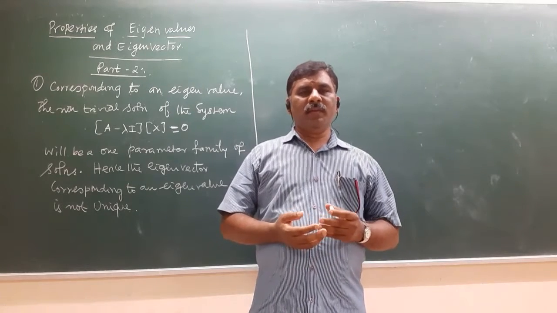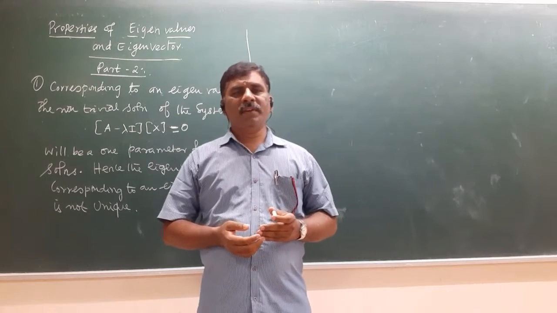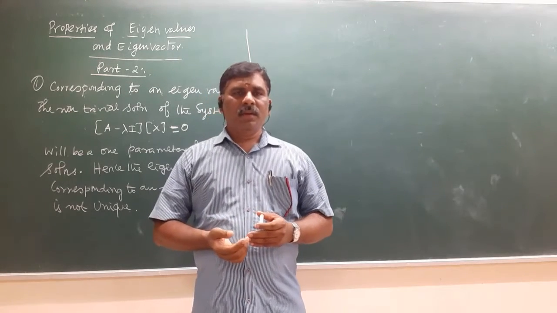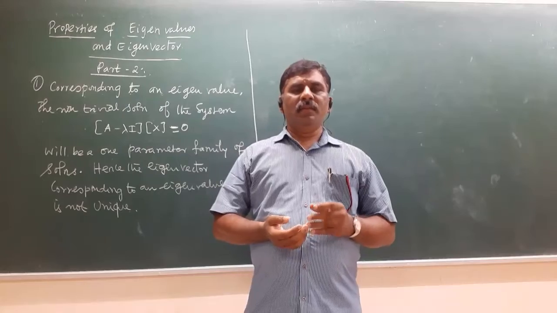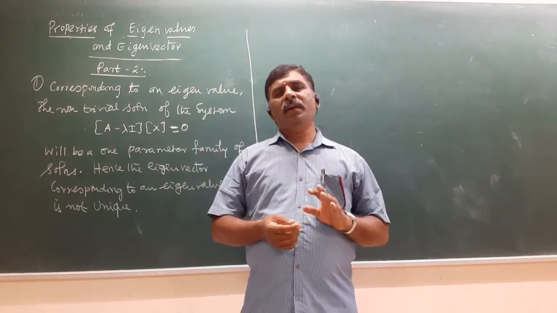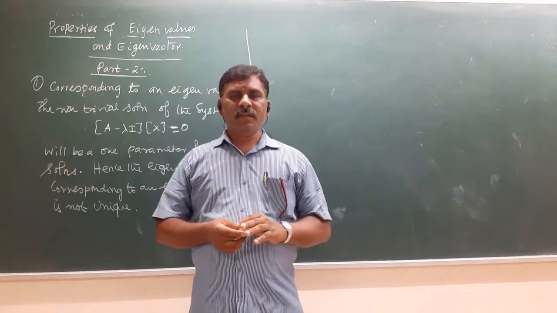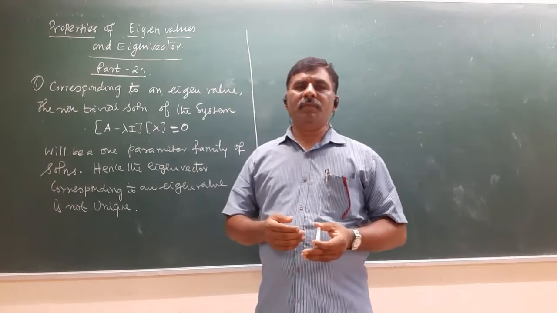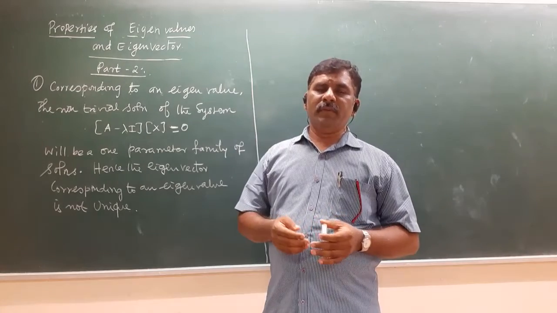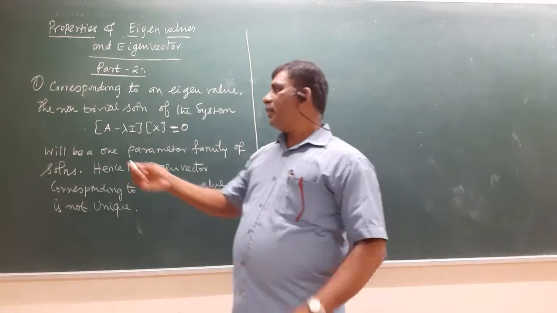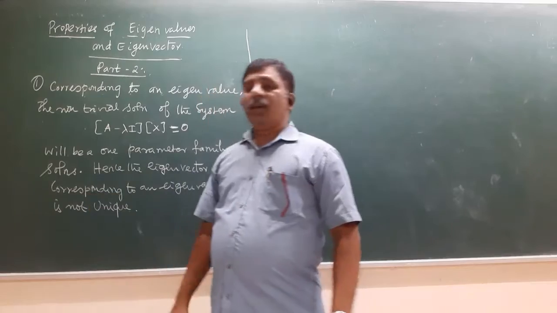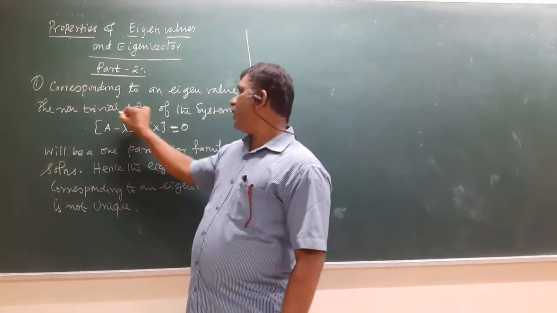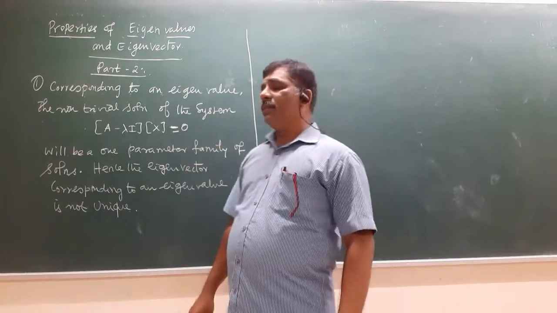In the class, we are going to discuss more properties on eigenvalues and eigenvectors. Already we have discussed five properties in eigenvalues and eigenvectors. It is the next part, a continuation of the eigenvalue and eigenvector. See the property: corresponding to an eigenvalue, the non-trivial solution of the system.